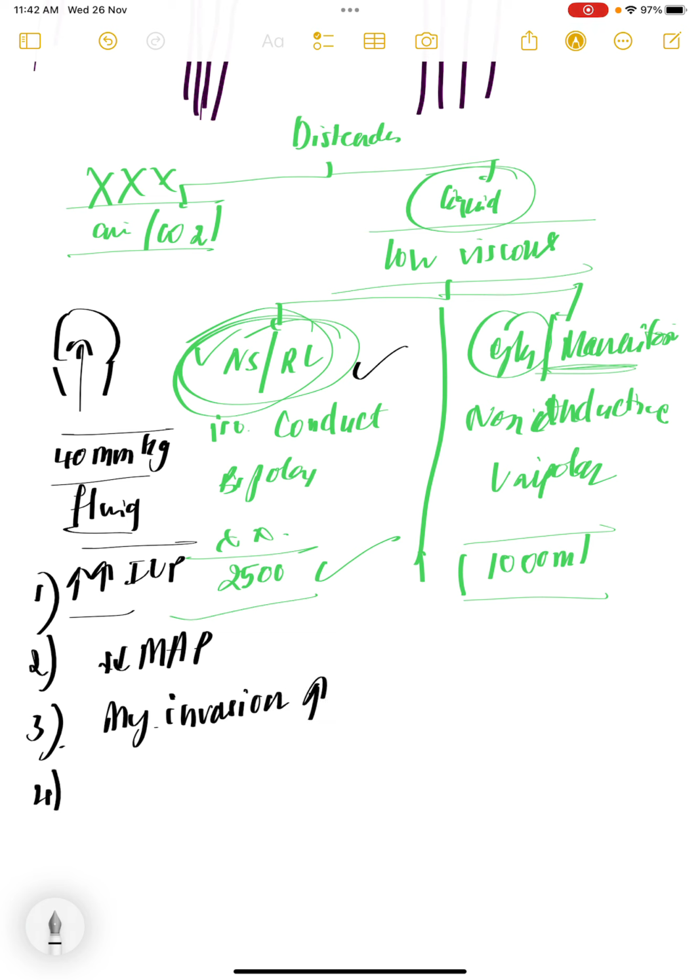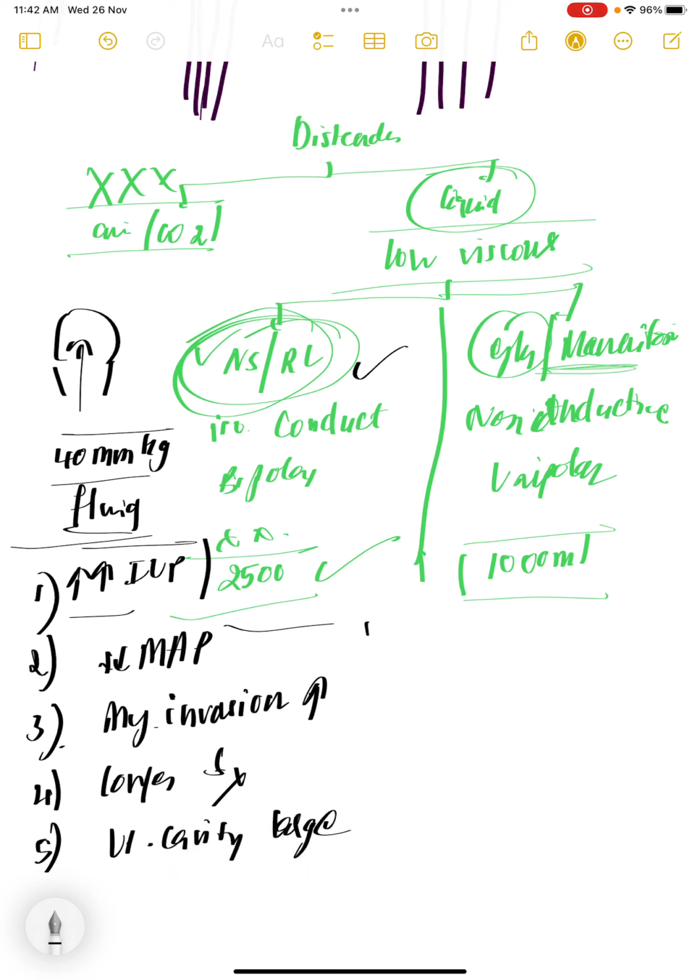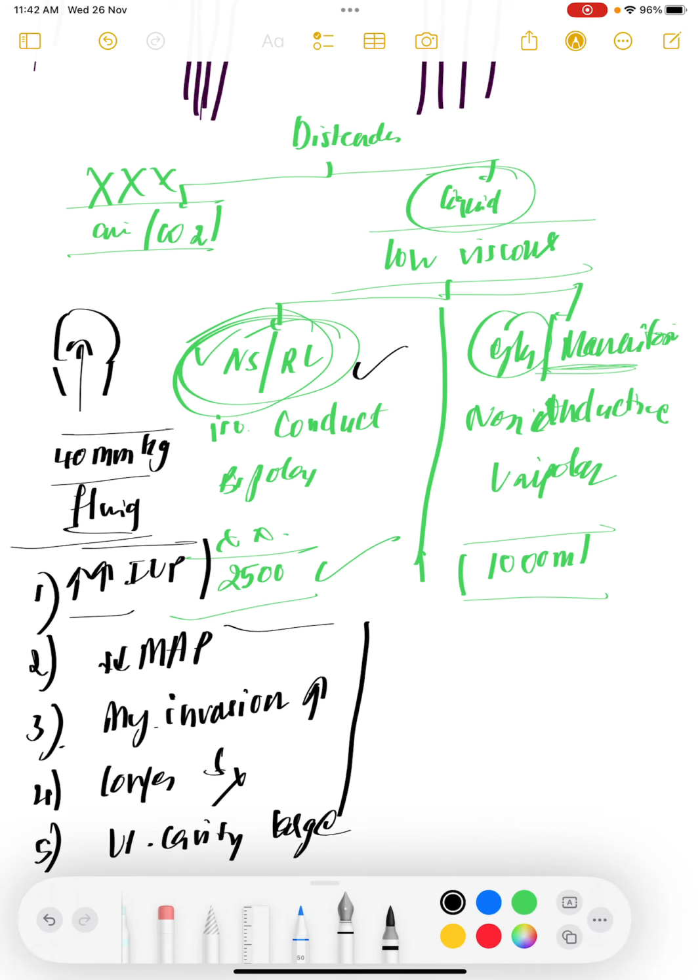Okay, increase in the depth of myometrial invasion. Then if you are taking more time for the surgery, longer surgery duration, or if the uterine cavity is very big, uterine cavity is large, these are the conditions which predispose to fluid overload.